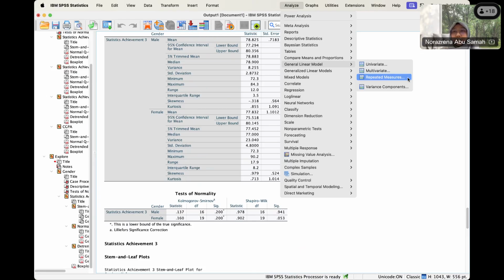Okay, what is ANCOVA? You want to compare, because with repeated measures, you just compare first, second, and third. With ANCOVA, you actually want to compare different groups. Repeated measures is the same group. It means that you give the same group 3 tasks.